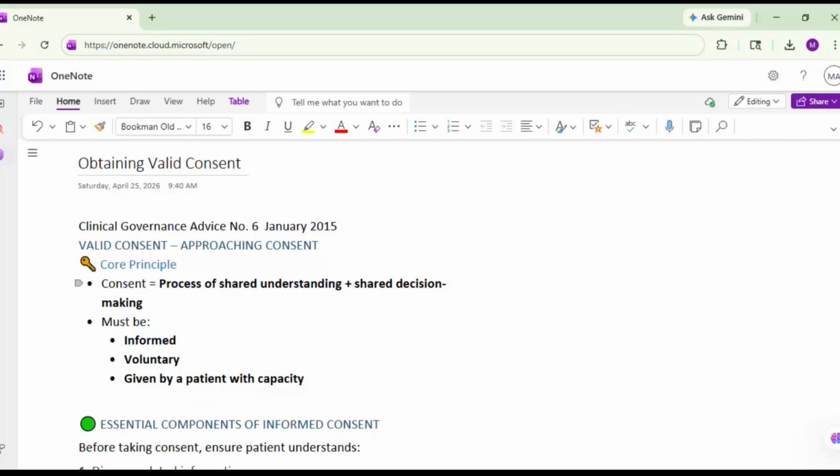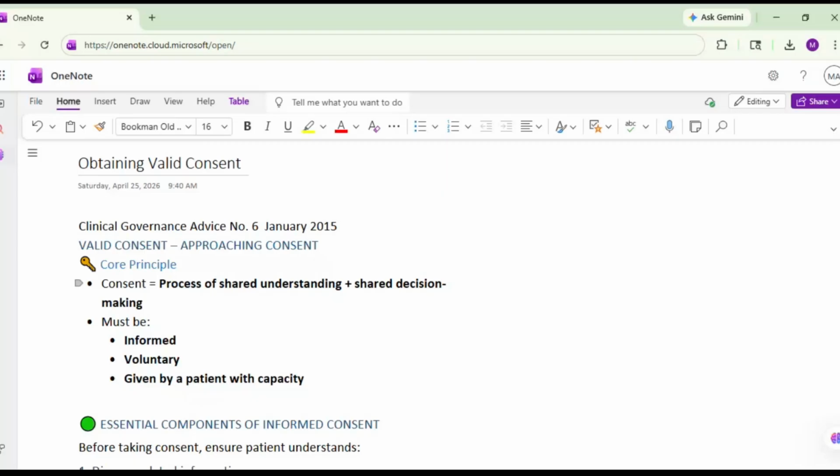Welcome all. We continue with our clinical governance module, and today's topic for discussion is obtaining valid consent. This is Clinical Governance Advice Number 6, published in January 2015. We'll discuss how to approach consent.